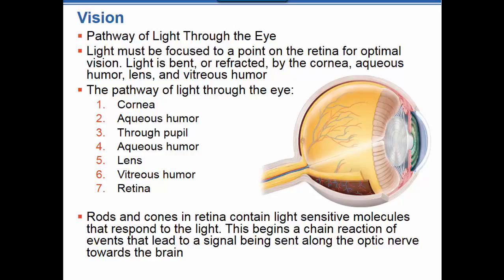Now don't forget, the rods and cones are located in the retina, and they contain light-sensitive molecules that respond to the light. Once these light-sensitive molecules are activated by the light, this sets off a chain reaction of events inside of the rods and cones that eventually leads to a signal being sent along the optic nerve towards the brain.